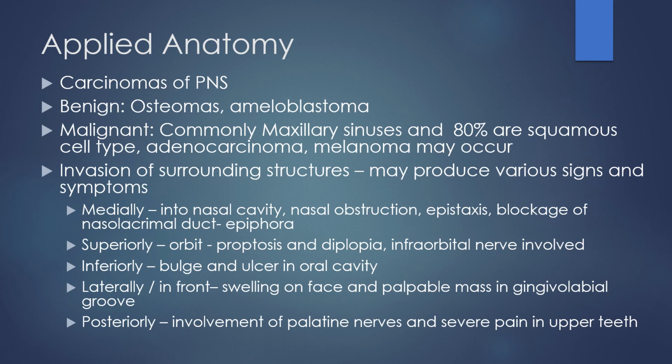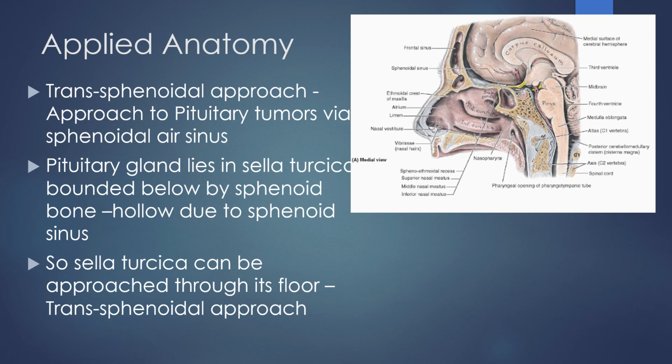Medially, it will protrude into the nasal cavity causing nasal obstruction, epistaxis or blockage of nasolacrimal duct leading to epiphora, that is excessive tears, dribbling of tears over the cheek. Superiorly, it may go to the orbit leading to proptosis and diplopia. Inferiorly, bulge into the oral cavity. Laterally, it may cause a swelling on the face, and posteriorly it will involve the palatine nerves and severe pain in the upper teeth.